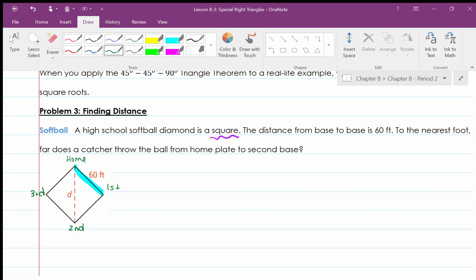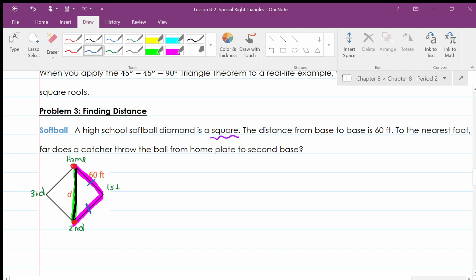To the nearest foot, how far does a catcher throw the ball from home plate to second base? So home plate is up here, second base is over here. Sometimes you have to get a little visual in your head and actually see what they're talking about by maybe sketching yourself a little something. Do you see it? That diagonal in the square is your hypotenuse in this triangle.